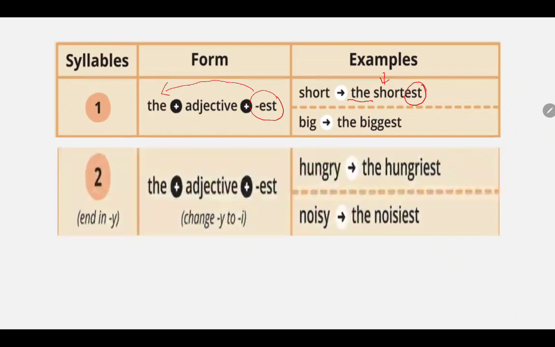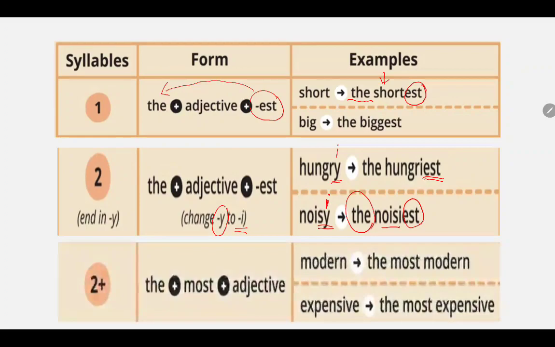Number two, ends in y, the plus adjective plus est. We have to change the word ending y to become i. Example, hungry. Okay, this is y, so it changed to i. It becomes the hungriest. Don't forget to add est. Noisy. The word ends with y, so we change to i. We add the word the and it becomes the noisiest. You understand?